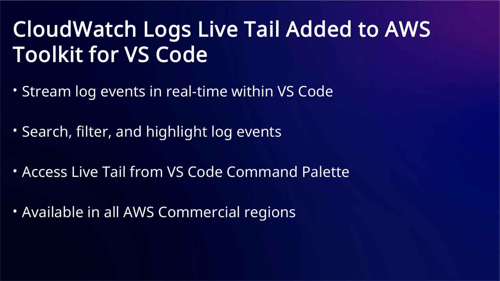Developers often struggle to gain real-time visibility into logs when troubleshooting serverless applications. The new CloudWatch Logs Live Tail feature in AWS Toolkit for VS Code addresses this by enabling real-time log streaming directly in the editor. You can stream log events as they are ingested, allowing for immediate visibility. The search, filter, and highlight capabilities help you quickly identify relevant information.